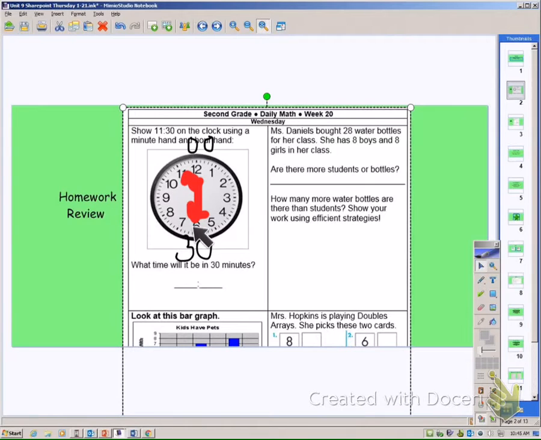And in 2 hours, what time will it be in 30 minutes? So the minute hand needs to go from the 6 to the 12. So it will be 12 o'clock. Okay, now let's look at the next one.